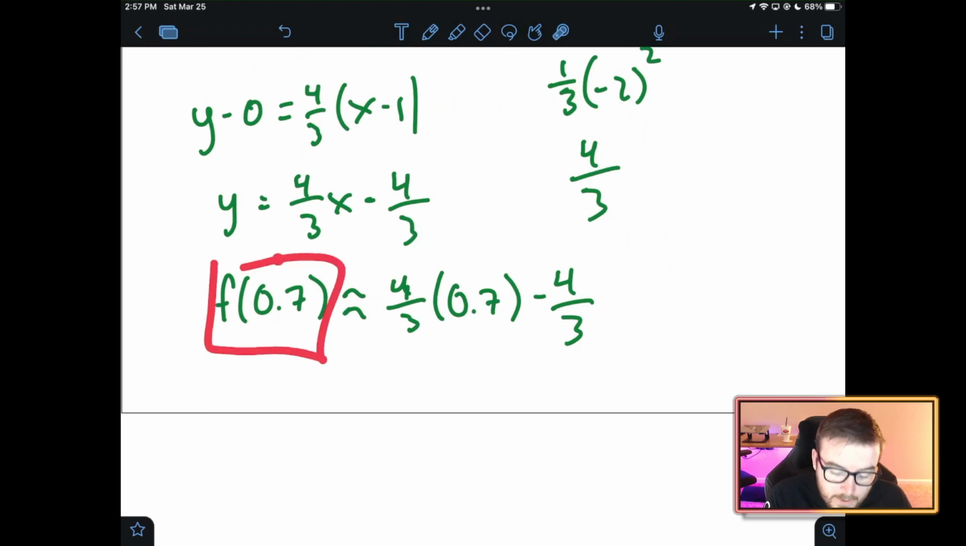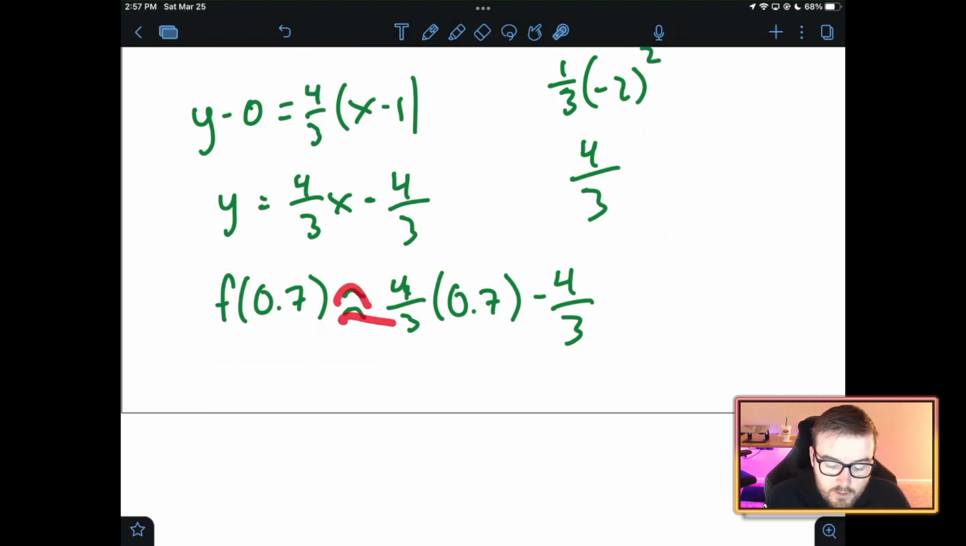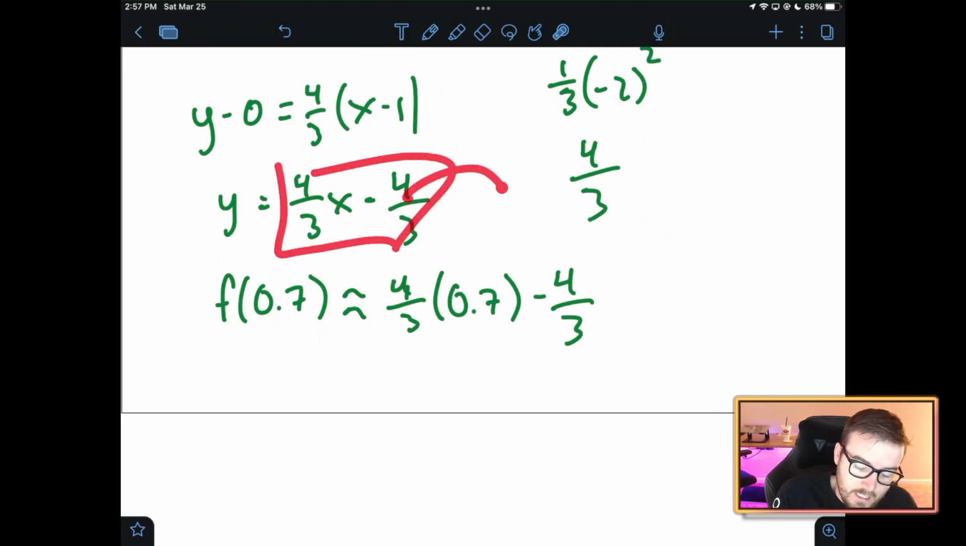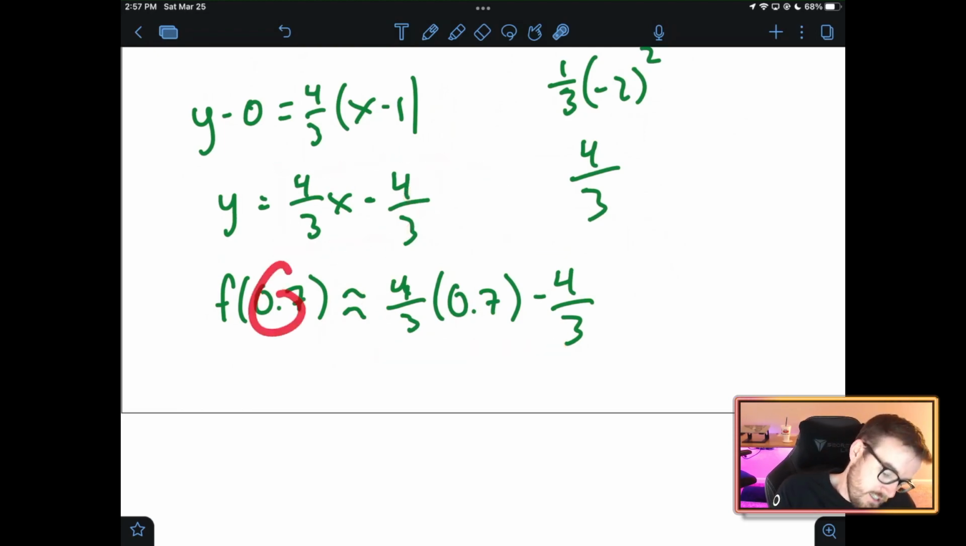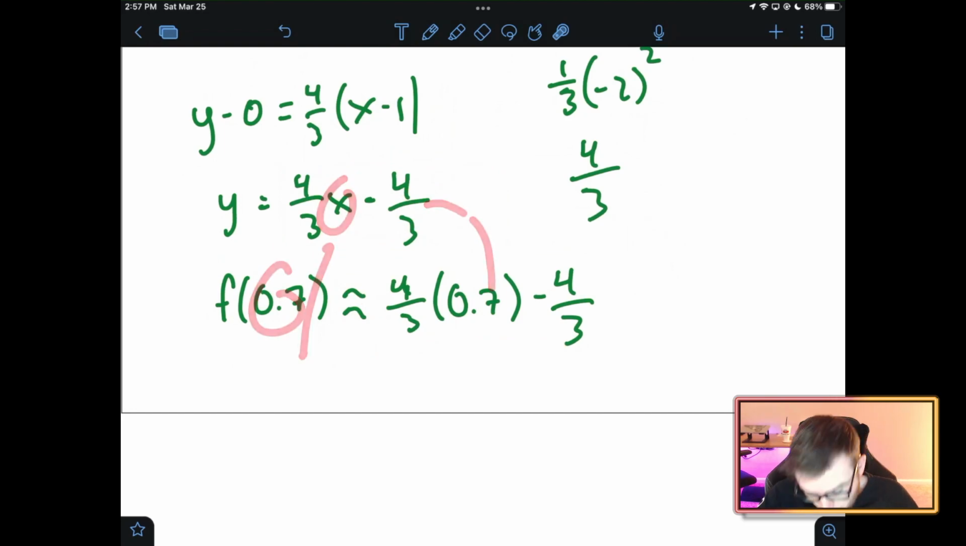So if you want to approximate f of 0.7, the squiggly equal sign means approximate. You're going to use this tangent line to approximate it. You're going to plug 0.7 in for x, and boom, you've approximated it. And that's all you need to do.